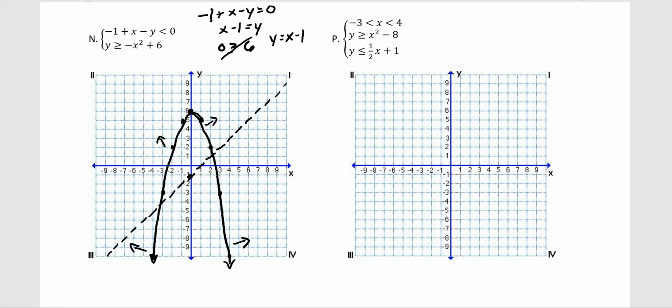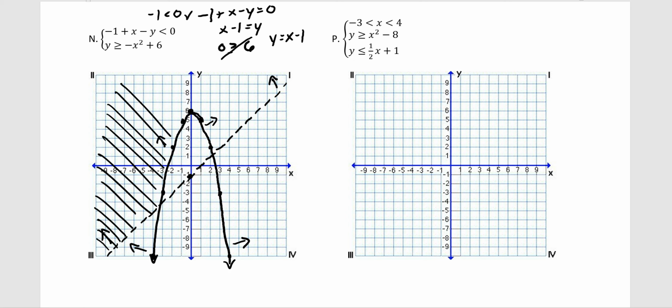Okay, so I'm outside the parabola, but for this one, if I plug in 0, I get, let's see, -1 plus 0 minus 0 is -1, less than 0. Yes, it is. So on this one, I will be shading towards 0, 0. So that means I'm going up and to the right of this dash line. So my shaded area for this one will be outside of the parabola and above the dash line. There we go. Beautiful.